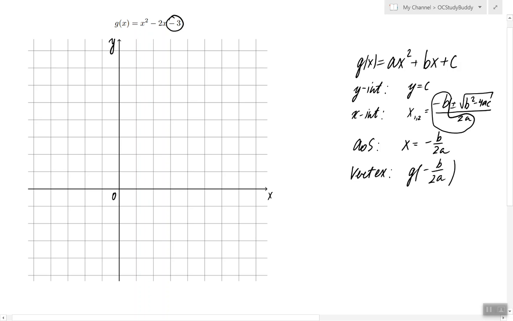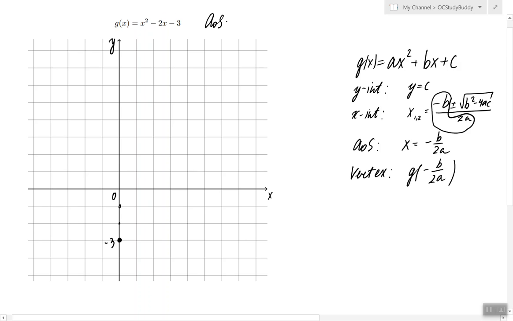Let's start with the y-intercept. It's -3. This is the y-intercept. Let's find the x-intercepts. Or we can, just to show you how powerful this method is, let's skip the x-intercepts step and find the axis of symmetry directly.